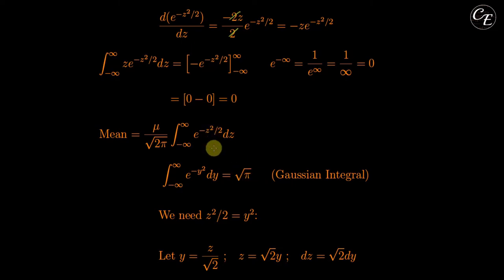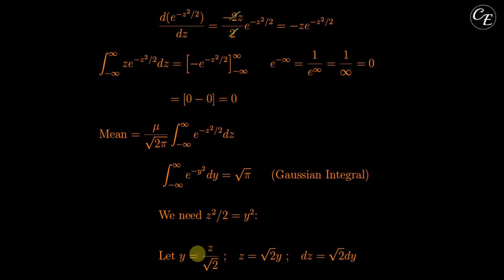Then, in order to utilize this value of the integral, let us make this one similar to this one. Let us make this z squared over 2 the same as this y squared. So we need z squared over 2 equal to y squared, and we can do that by taking the square root of both terms. So we have y, and z over square root of 2. Let us make this our transformation function. Then z will become square root of 2 times y, and dz will be the derivative of this, which is square root of 2 dy.